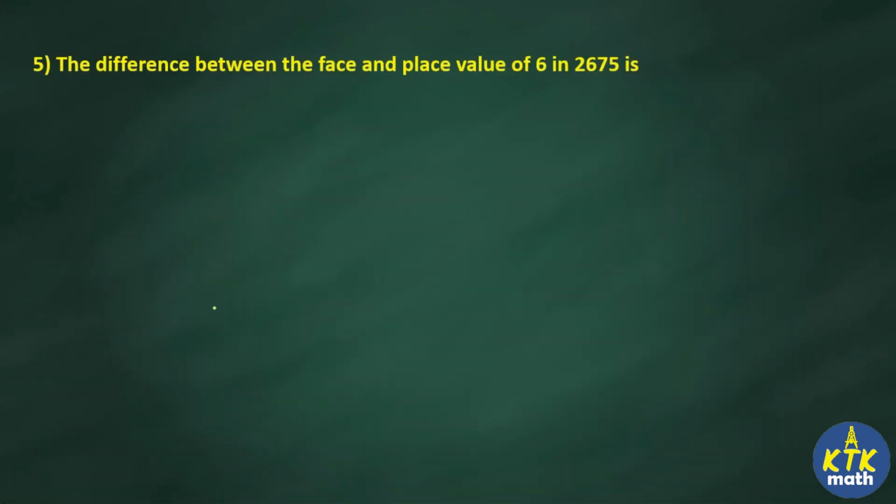The difference between the face and place value of 6 in 2675. These kinds of questions will definitely be there in your competitive exams. Okay, so we know face value remains the same number. 6 means 6, 7 means 7. So whatever number they are giving, the same digit value is called face value. And then here you can see the place value of 6. Place value of 6 is nothing but 600. So 600, the difference is going to be what?